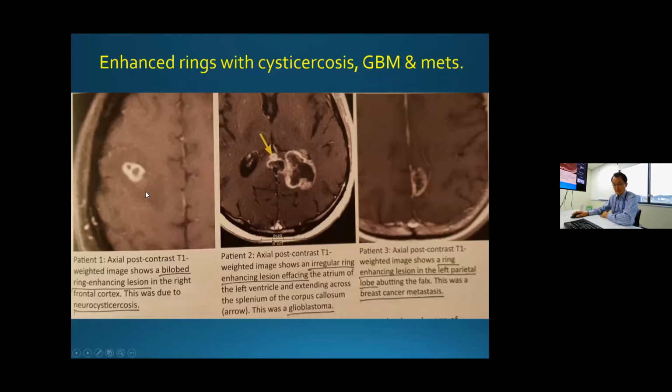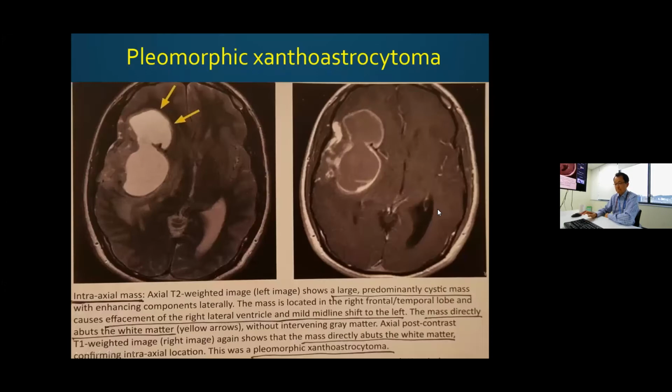But in this case, this is a cysticercosis here. And this is a typical glioblastoma multiforme with irregularity, some central necrosis. And this is a metastasis, usually a little more peripheral, but this is over the convexity, ring shape. And this is an astrocytoma, xanthoastrocytoma, pleomorphic, different shape. And this kind of astrocytoma has well-defined shapes and some cystic changes, a slow-growing tumor.